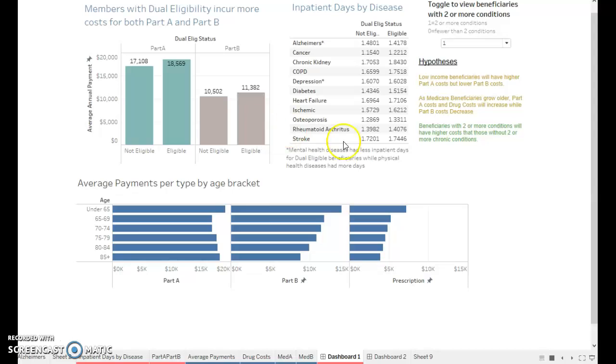The next one, as Medicare beneficiaries grow older, I had the hypothesis that Part A cost and drug cost will increase, while Part B cost will decrease.